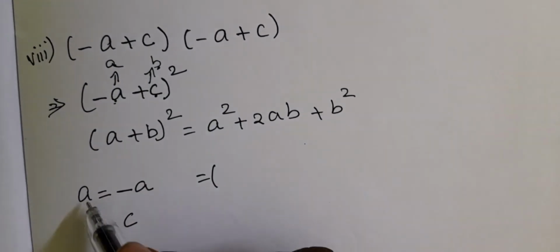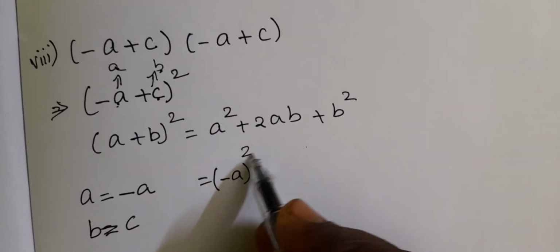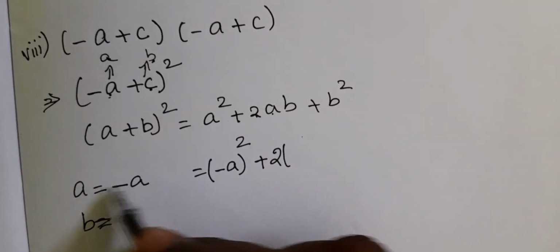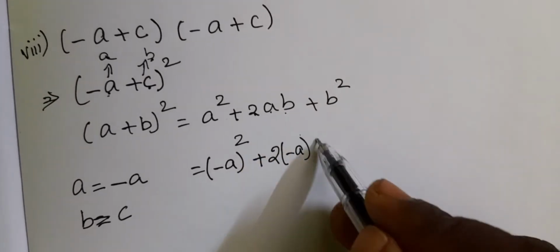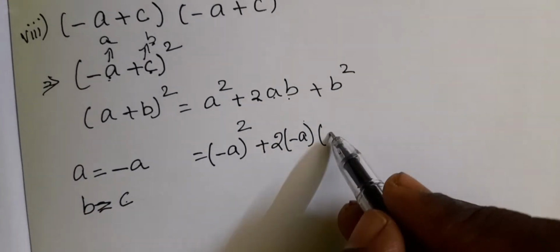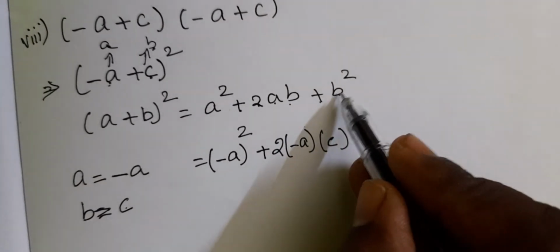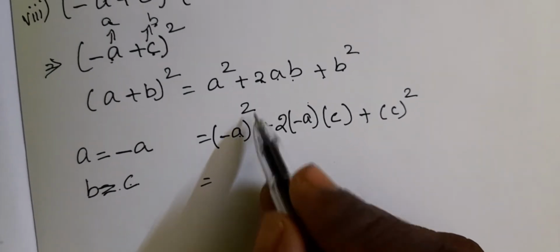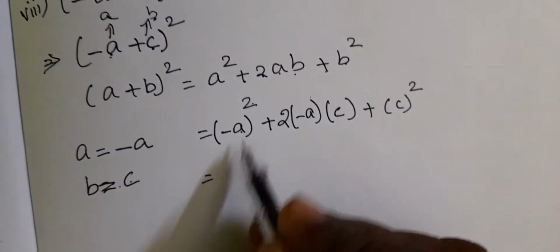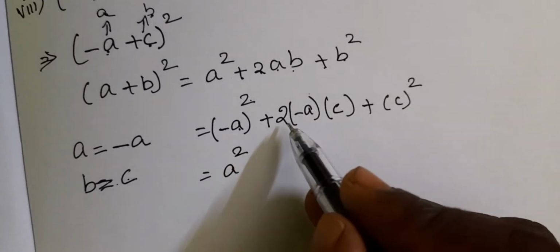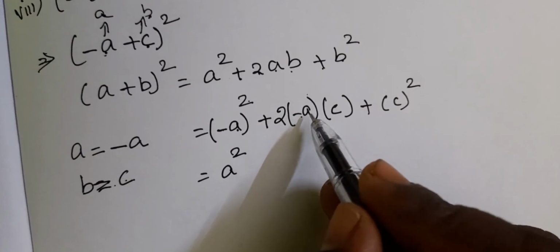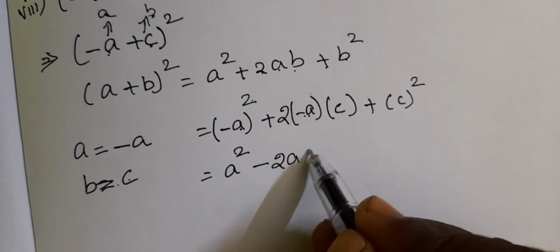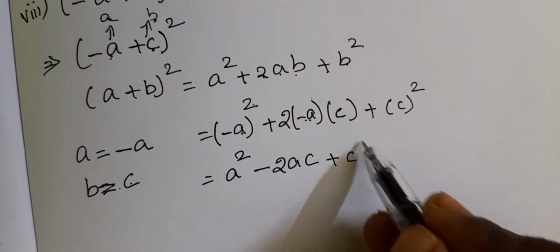A square, a means minus a whole square, plus 2, again a means minus a, b, what is the value of b, is c, plus b square, that is c square. So minus a whole square, minus into minus is plus, a into a is a square. Now 2 into minus a into c is minus 2ac, c square is plus c square.